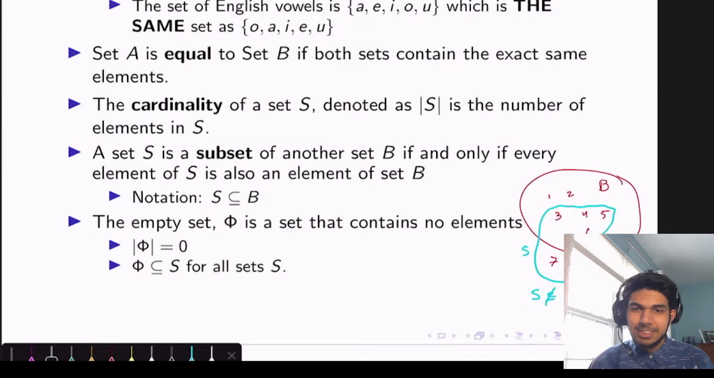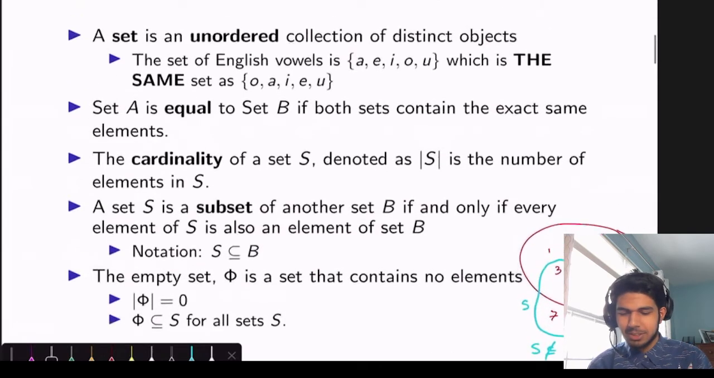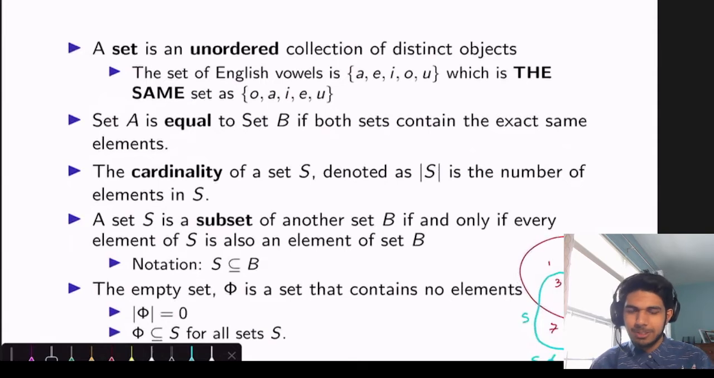Okay, so let's move to the last bullet point. The empty set, which I briefly discussed, we denote with the Greek letter phi. That's a set that contains no elements. So the cardinality of phi is equal to 0. That should make sense. It doesn't have any elements, so its cardinality is 0. And phi is a subset of S for all sets S. Okay, so those are some introductory properties, but there's still a lot more to cover. Let's move onwards.